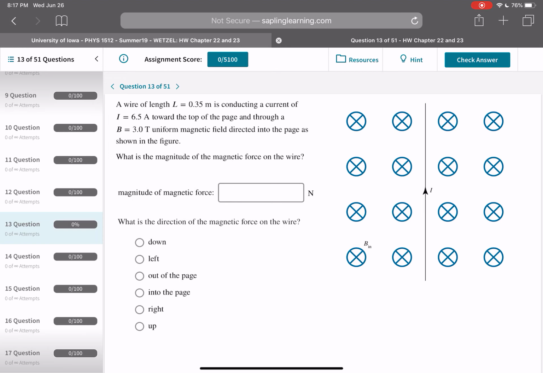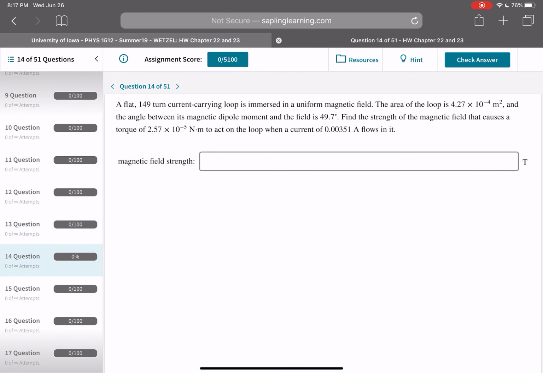Okay, well, you use F equals ILB, the force on a current-carrying wire, and then calculate what the force is going to be from that. We just have I, we have L, we have B. They're perpendicular to each other, so you just multiply them all together. Okay, that's the force on a current-carrying wire by an external magnetic field.